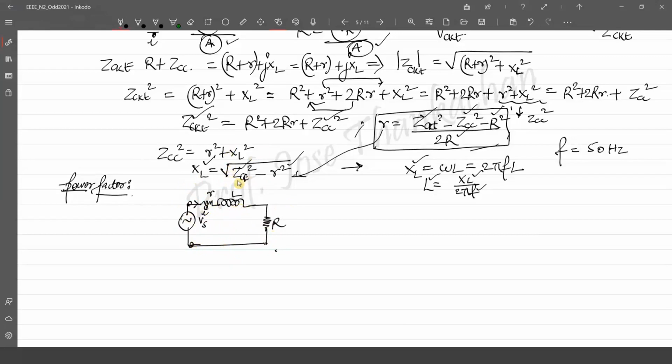Now, how do you find out what is the power factor of operation? The power factor basically tells us to what extent your circuit behaves as a pure resistance.